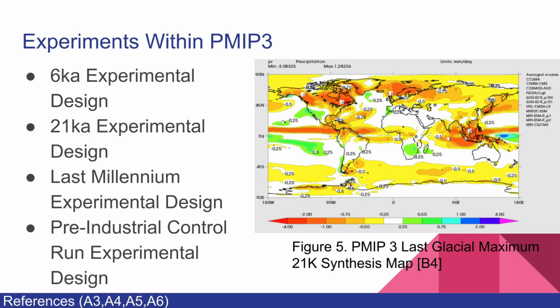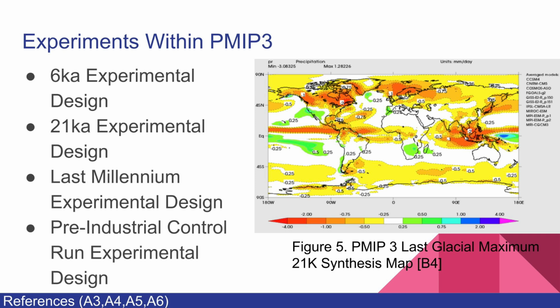PMIP-3 involves 4 experiments. The 6Ka experimental design analyzes climate data of the Earth 6,000 years ago. The 21Ka experimental design analyzes climate data of the Earth 21,000 years ago. The last millennium experimental design analyzes climate data of the Earth during the last millennium. And the final experiment is the pre-industrial control run experimental design, which analyzes climate data of the 19th and 20th century.